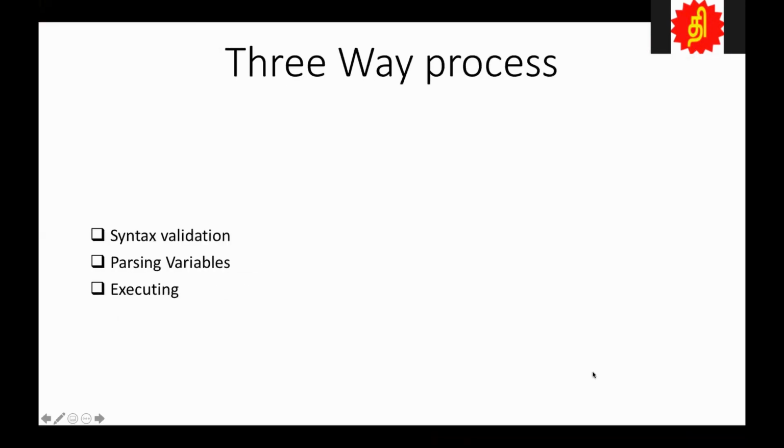Now, how does the SQL select work? Generally, internally, just for your understanding, there is a four-way processing, but you can understand the three-way process. First, SQL internally validates the syntax. If your syntax is wrong, it is going to throw an error. Then it parses the variables, whether it's a variable name or a value, and matches it with the columns and everything.